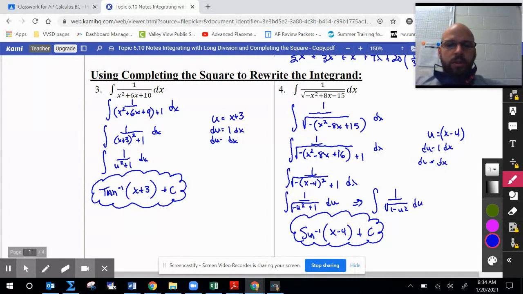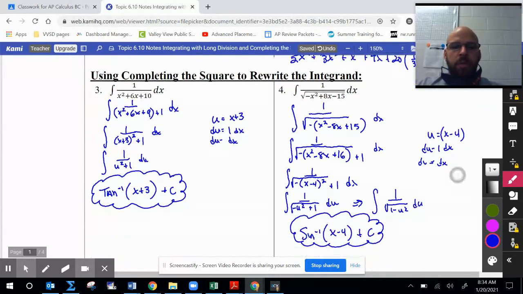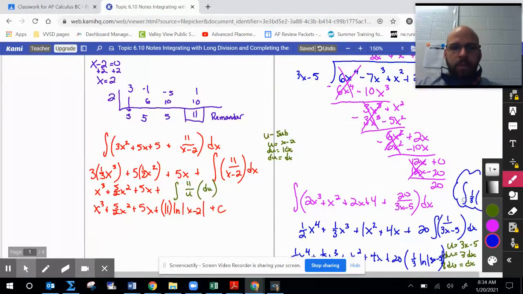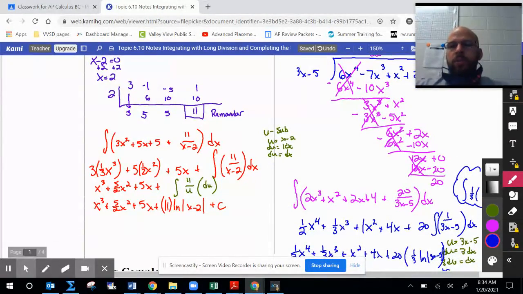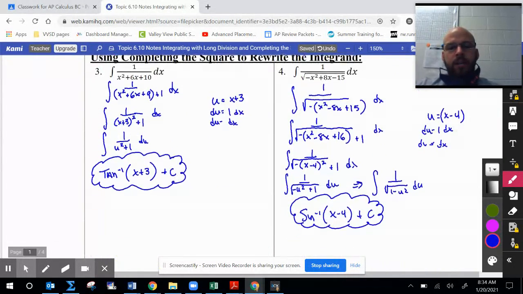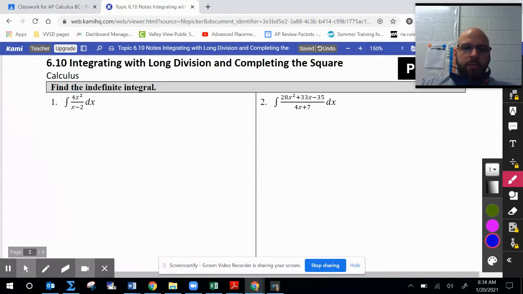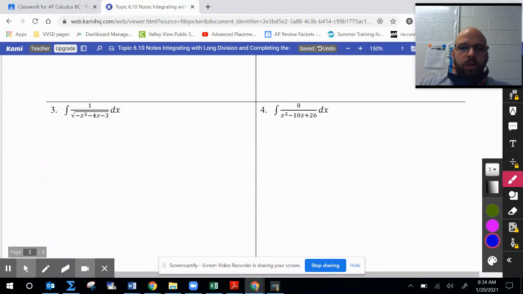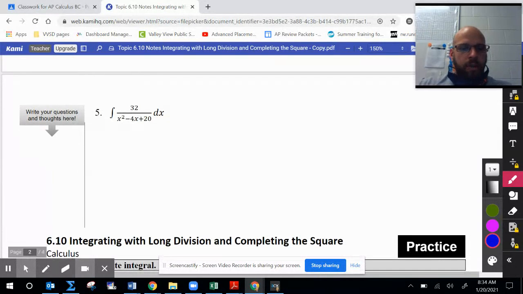Okay, so these are 2 examples of completing the square. Typically, when I complete the square, it will be something that will be inverse trig. And when I do long division or synthetic division, you're going to have some natural logs in your answer. That's pretty standard. In the future, I do have a couple more problems down here for you to practice. You can kind of practice your skills. I'm going to do one more before I sign off.